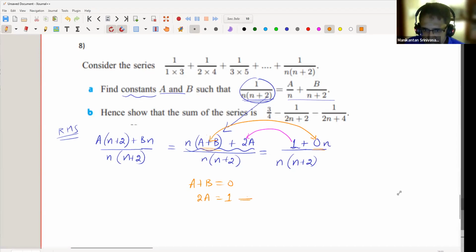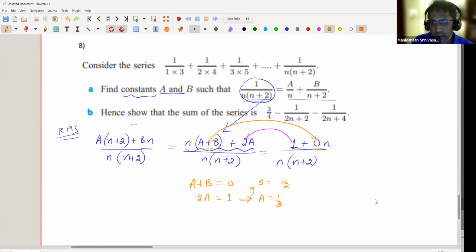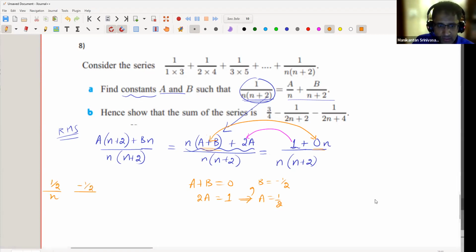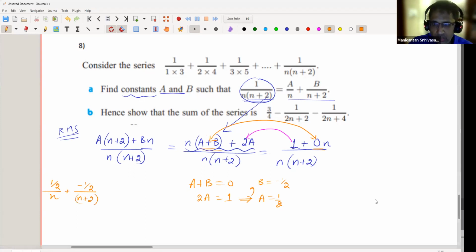Okay. So which means a is half. And then I can substitute that here and say a plus b is 0, therefore b is minus half. So I get half for a and minus 1 by 2 for b. So it's half by n minus half by n plus 2. Right? So this is your a and b here. Now, how is this going to help?